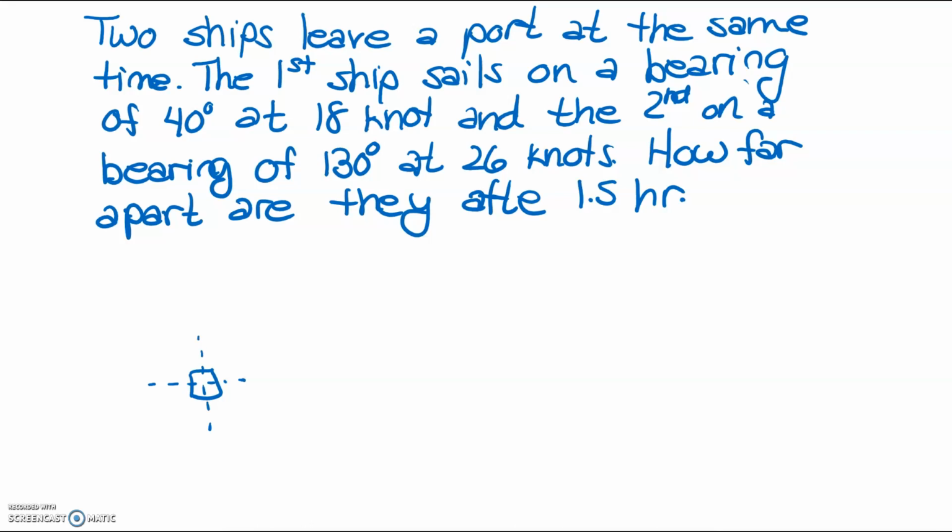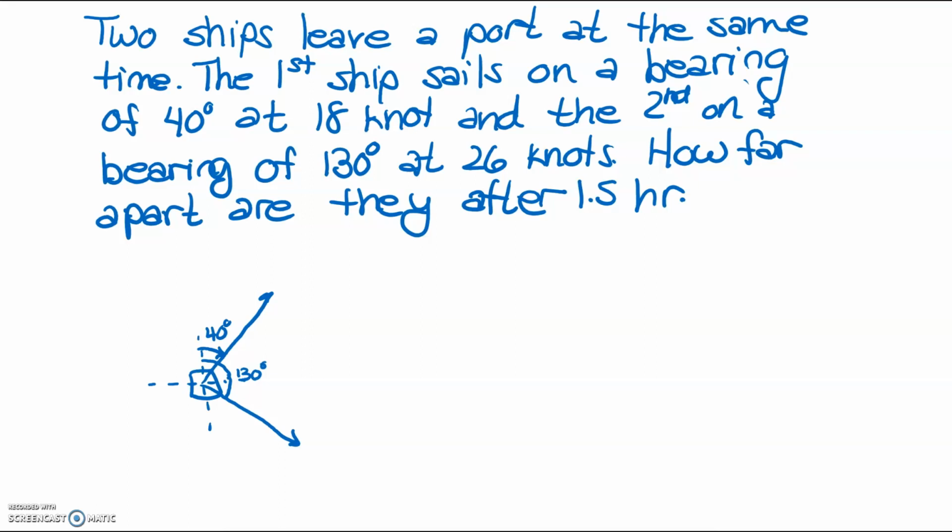So here we're not given north or south, east or west, so we know we're starting from the north, and it's sailing at a bearing of 40 degrees. So it's along here. This is 40 degrees right here. And it's traveling at 18 knots every hour. So it says then the second ship is traveling along a bearing of 130 degrees. So now 130 degrees, so this is 90, so 40 degrees into here. So this is the second ship right here. So this is 130 degrees, and it's traveling at 16 knots. And it asks how far are they apart after an hour and a half.